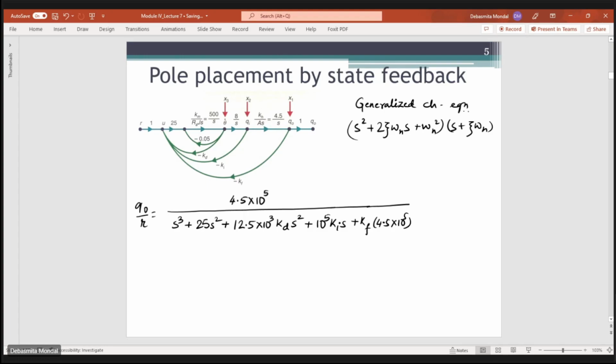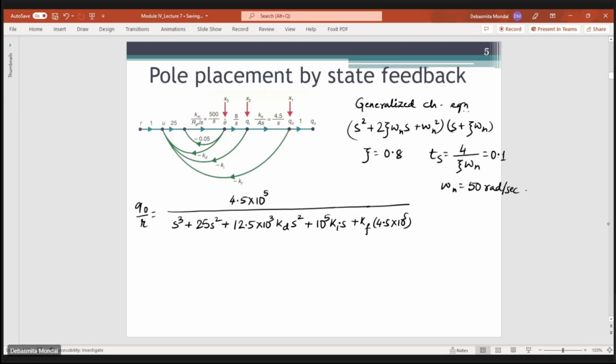What you can do is simply compare these 2 equations, and the values of zeta and omega n are already provided. Since zeta is given to be 0.8, and the value of Ts is given, Ts is equal to 4 by zeta omega n, which is equal to 0.1. So from here you can find out the value of omega n. So omega n turns out to be 50 radian per second.